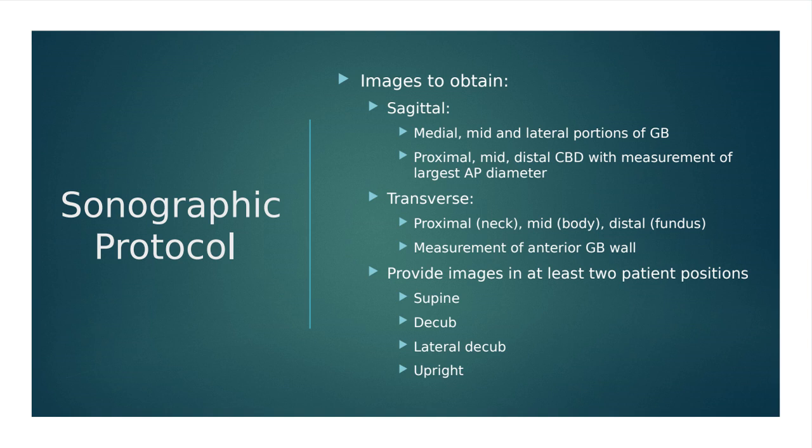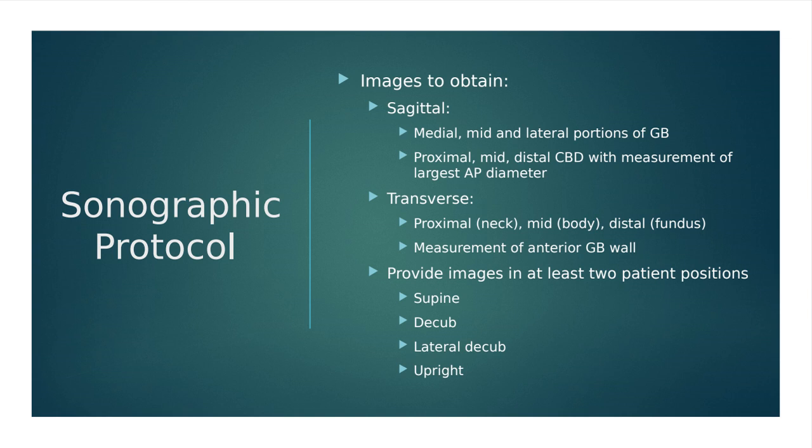Protocol for looking at the gallbladder and the common bile duct. We're always obtaining sagittal and transverse pictures of our gallbladder. We want to be evaluating the mid, the medial, and the lateral portions in sagittal. We want to be getting a proximal, mid, and distal evaluation of that common bile duct with a measurement of the segment that's going to have the largest anterior to posterior diameter measurement.